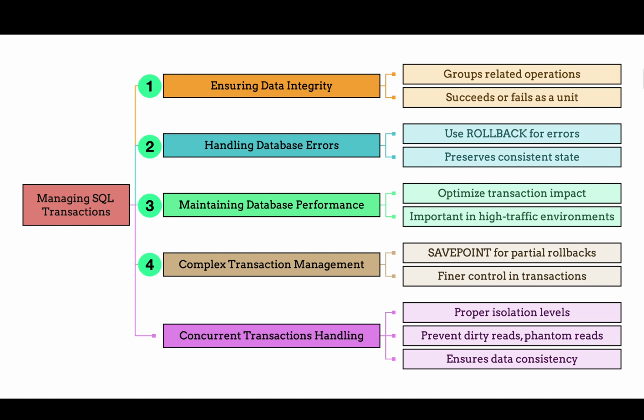4. Complex transaction management. Savepoint allows for sophisticated transaction management, enabling partial rollbacks and finer control. 5. Concurrent transactions handling. Proper transaction isolation levels help manage the visibility and effects of concurrent transactions, ensuring data consistency and preventing issues like dirty reads or phantom reads.